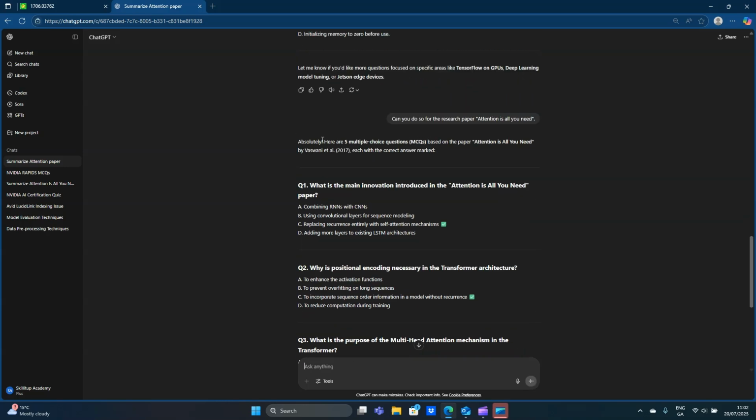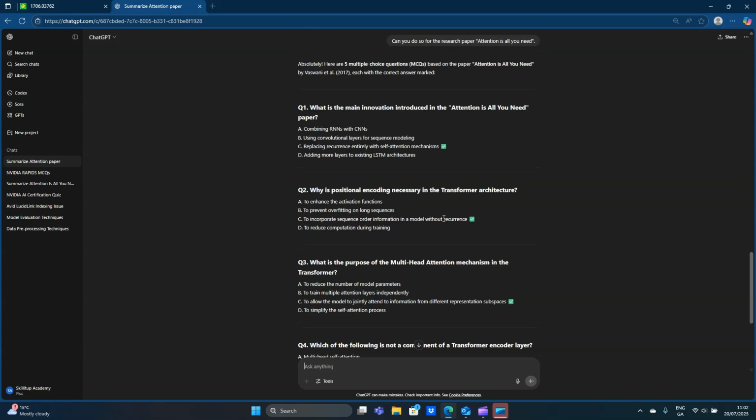Now you can see it has made it very specific to the paper, Attention is All You Need, and created 5 multiple choice questions with its answer. Try to see if the answer is rational and it is justified. If not, try to engage with ChatGPT to get the right answer. Because sometimes what happens, it produces hallucinated responses. So it's an interesting use case.